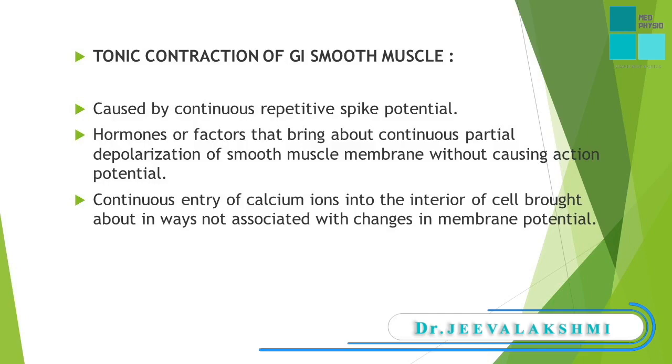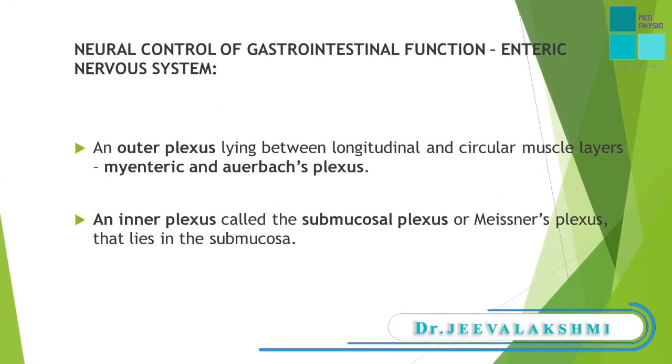Now moving on to the neural control of gastrointestinal function, that is, the enteric nervous system. The gastrointestinal tract has a nervous system of its own, called the enteric nervous system. This lies entirely in the wall of the gut, beginning in the esophagus and extending all the way to the anus. This highly developed enteric nervous system is especially important in controlling gastrointestinal movements and secretion.